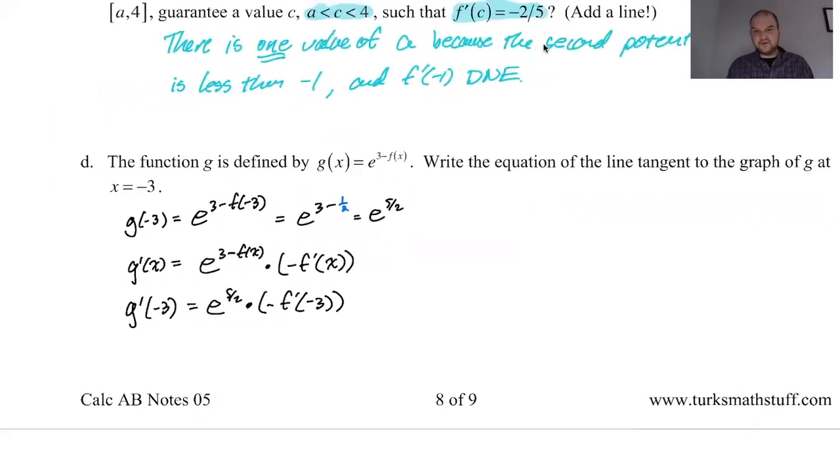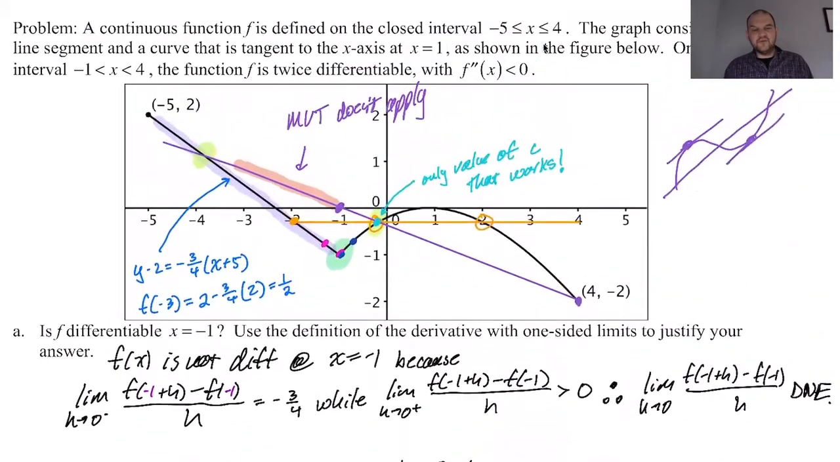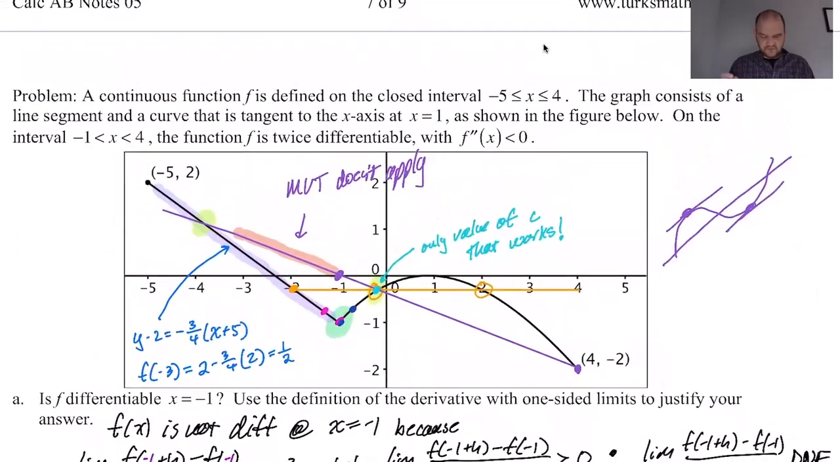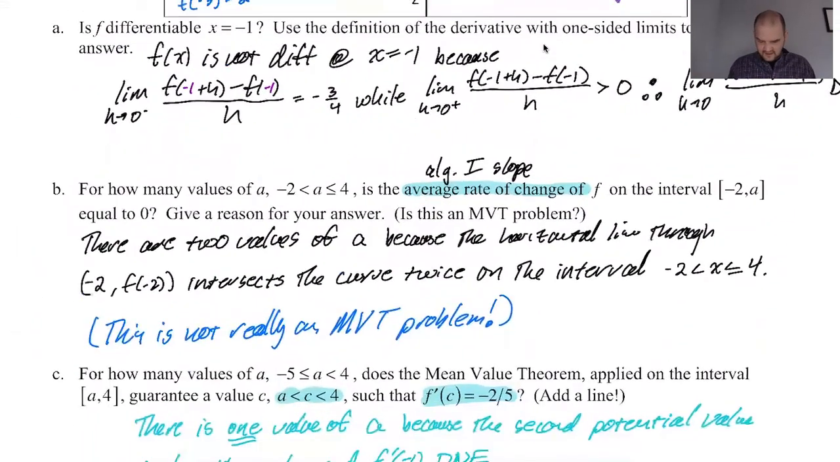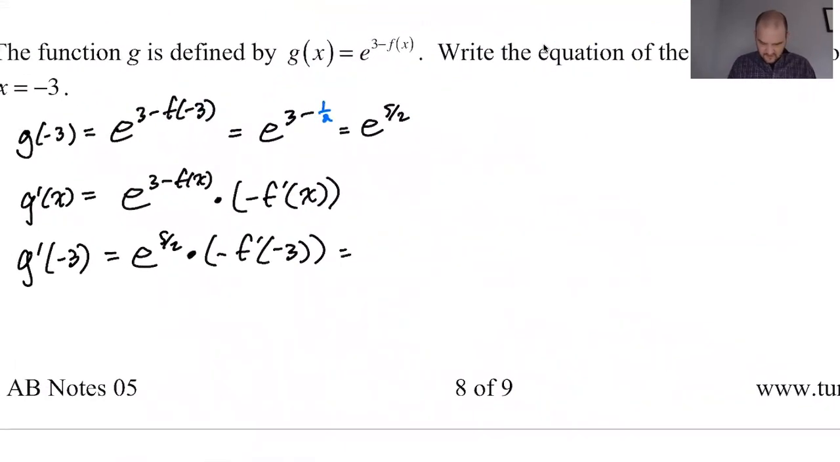To go back to it, I kind of remember it. I think it's -3/4, right? We've used that several times now. The slope of this line segment from -5 to -1 is definitely down 3 and over 4. I keep saying it to reassure myself, but -3/4 is f prime of -3. So we get negative e to the 5 halves times -3/4, so we get positive 3/4 e to the 5 halves.